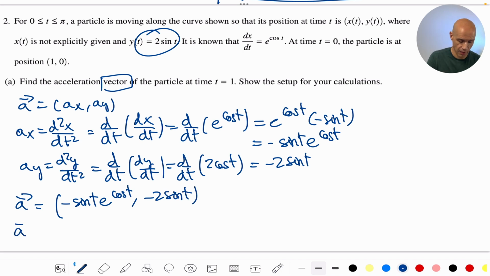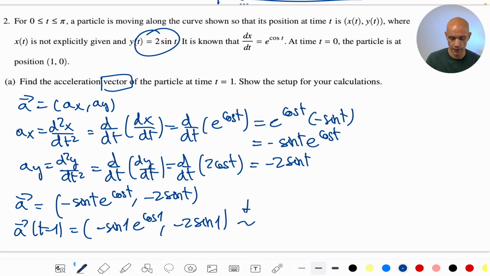And then what is the acceleration at t equal to 1? Well, it's going to be minus sine of 1 and minus 2 sine of 1. At least write this. This is very good. And you have it. This is correct. Now, if you want to approximate this in the calculator, use the radian mode. Super important, because otherwise we are cooked.